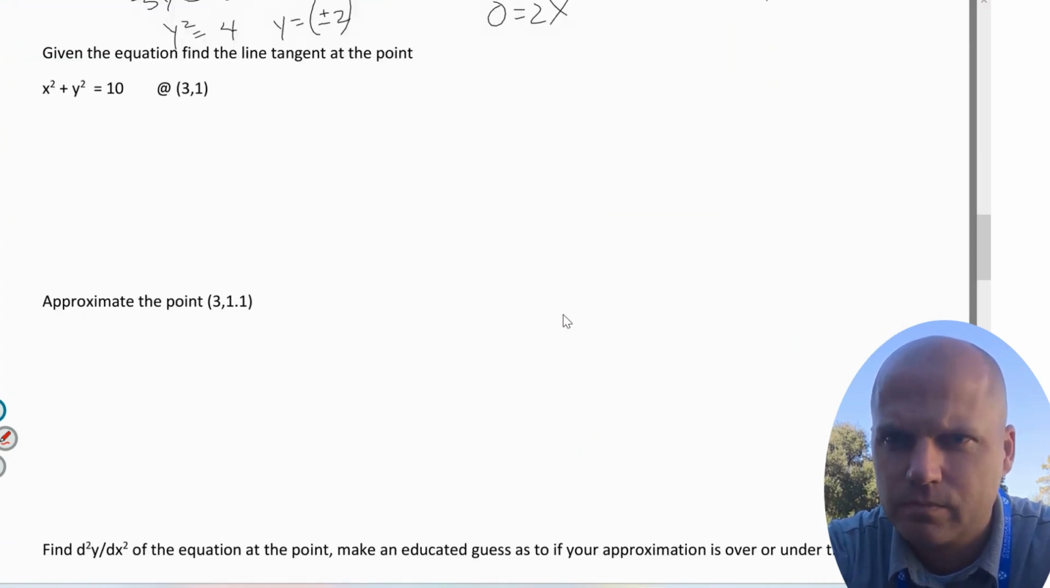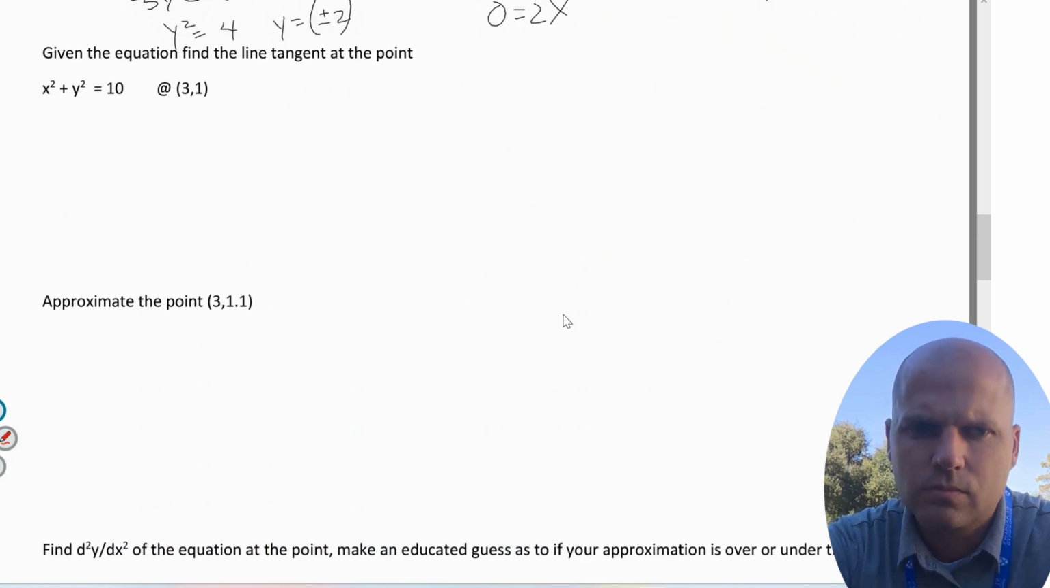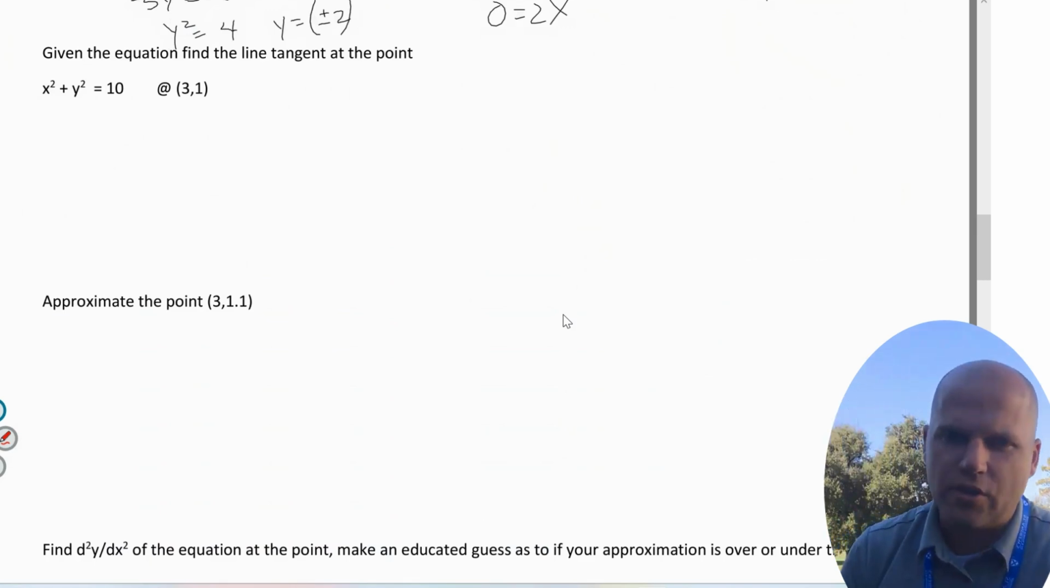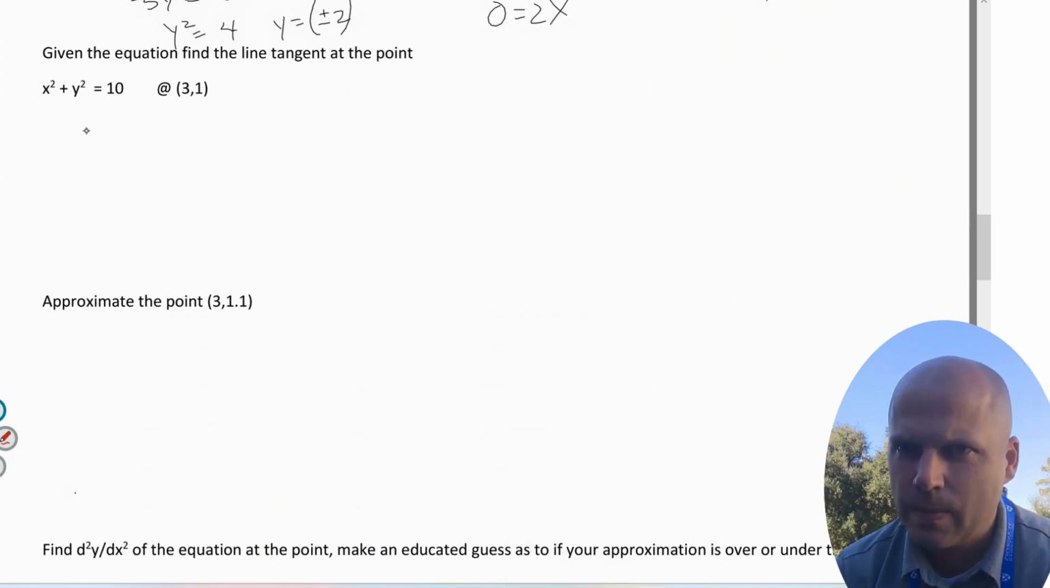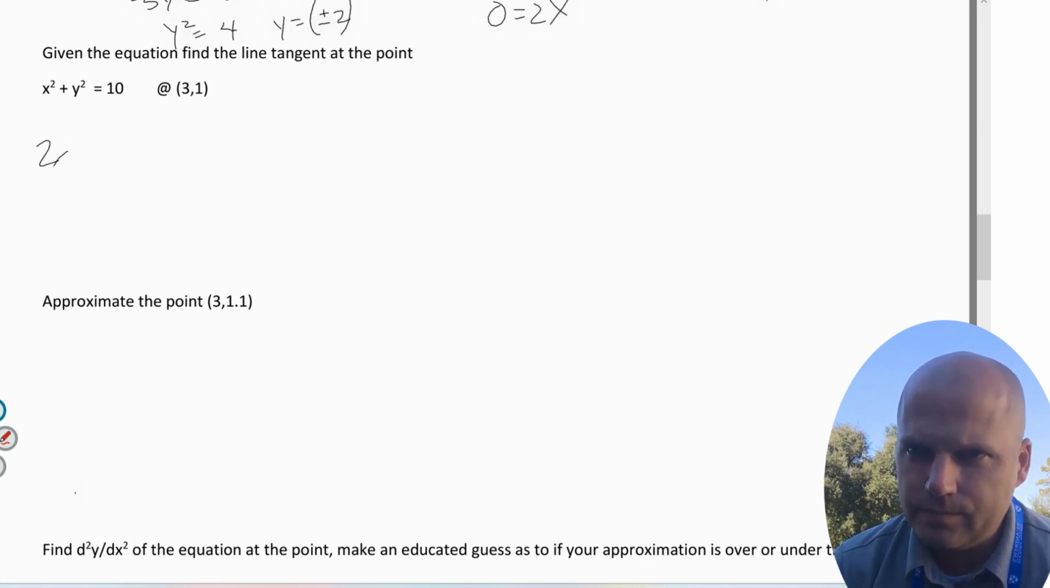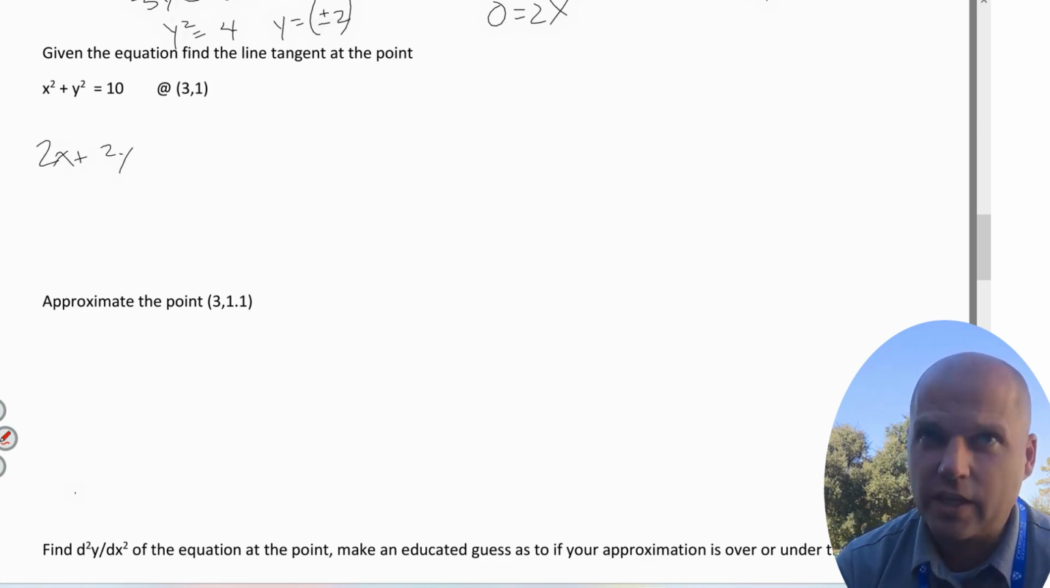Great. Oh, here's another thing we can do with a second derivative. Talk about over or under approximations. All right. Neater.